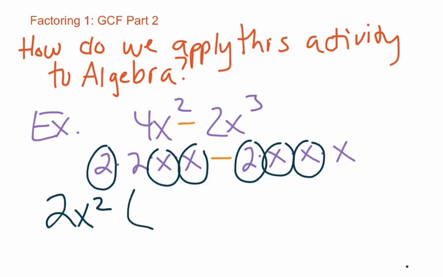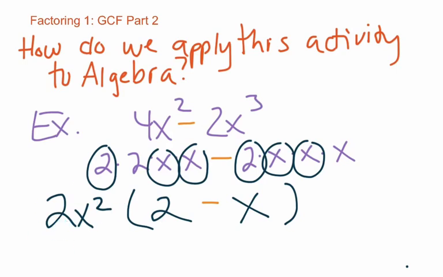Now I want to see what's left. This is like thinking what's left on the desk after I take the tax out. So this guy had 2 2's and 2 x's, but I took out a 2 and I took out 2 x's, so he's just left with the 2. And then over here, we're just left with the x. And that's our factorization.